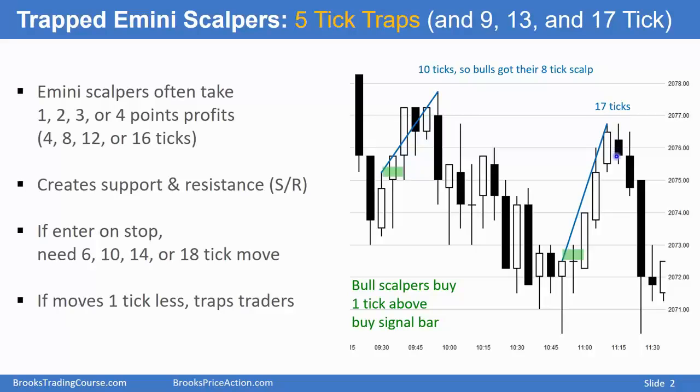And then when they see this, they have to be thinking, uh-oh, it hit my limit order, did not fill me. And now we have a bear bar. So maybe I'm trapped. Maybe this is a 17-tick trap.